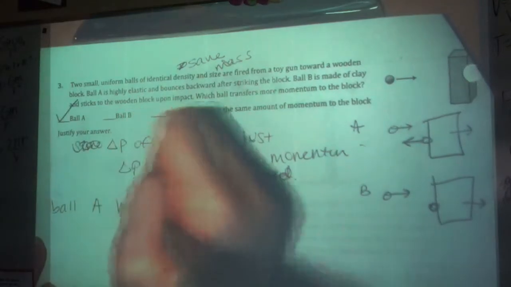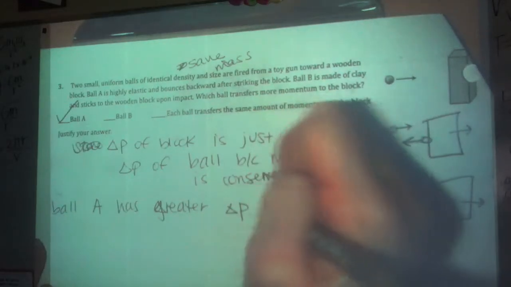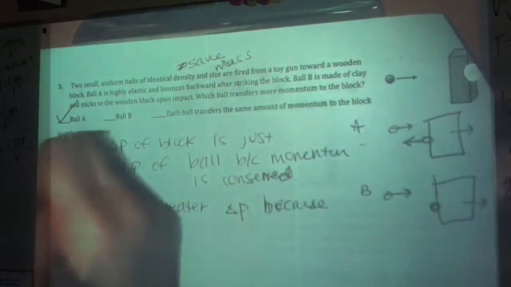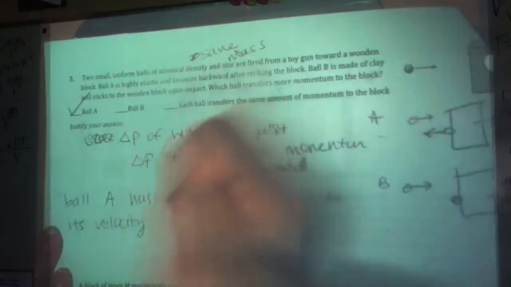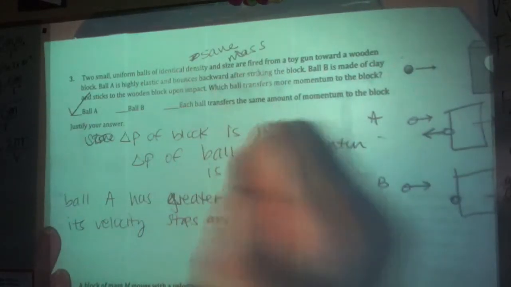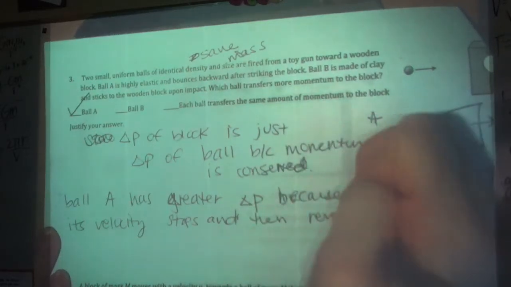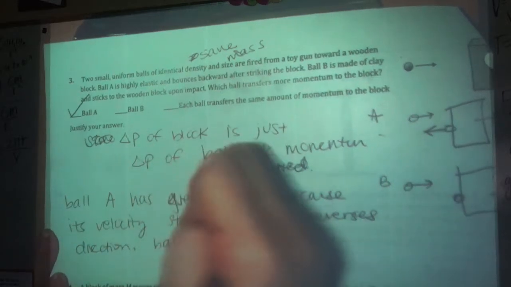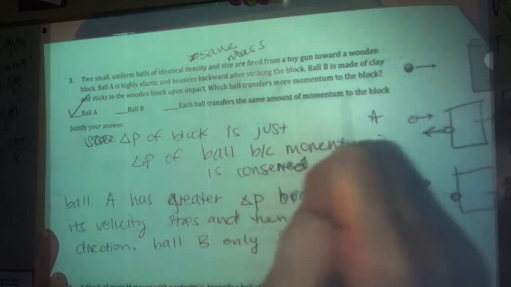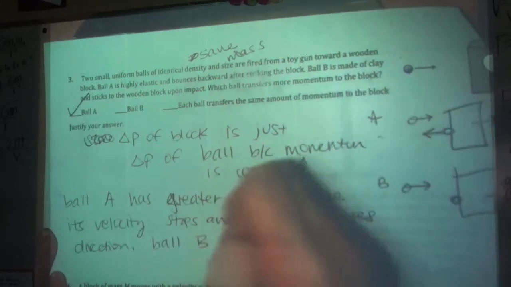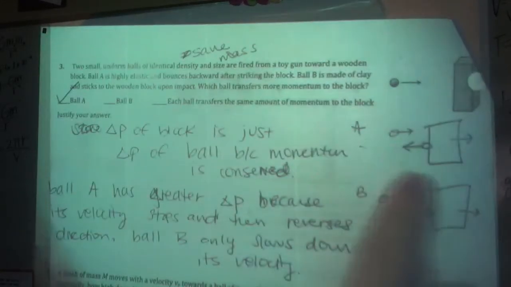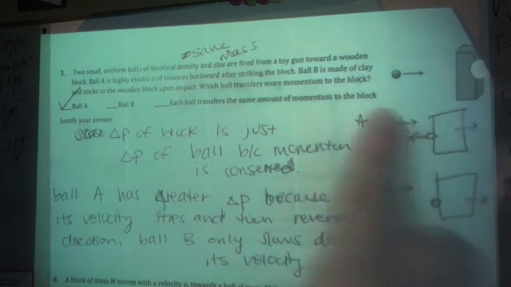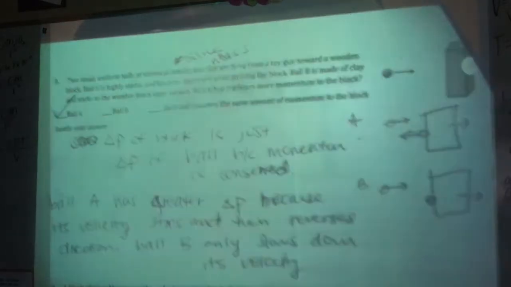So ball A has a greater change in momentum because its velocity stops and then reverses direction, whereas ball B only slows down its velocity. It loses some of its velocity, but it's still going to continue going to the right. That's not a big change. Coming in, turning around, and going the other way, that is a much bigger change.